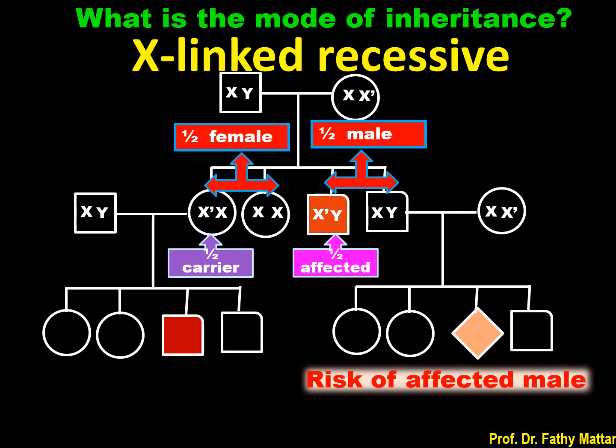Now, what is the risk that this family would have an affected male? First of all, the probability of having a male is half. And the probability that the male is affected is half. And so the probability is a quarter.